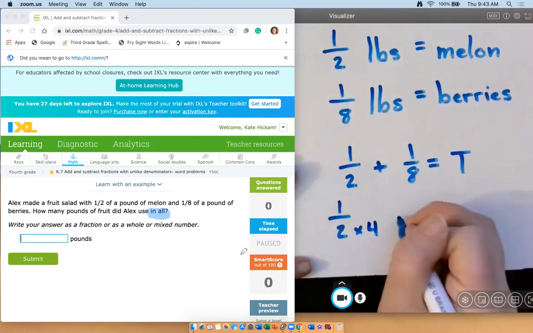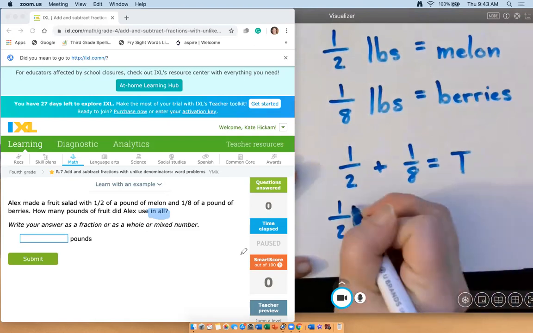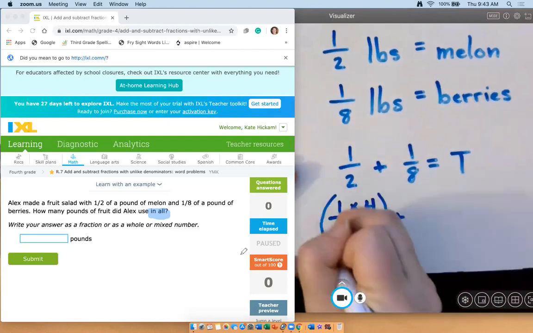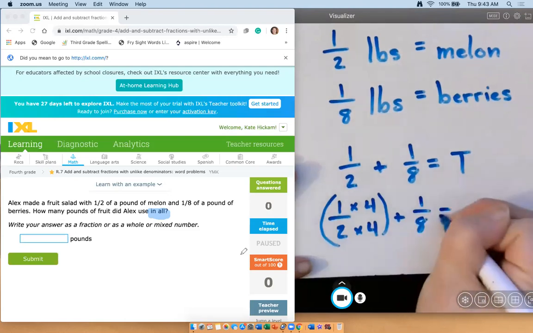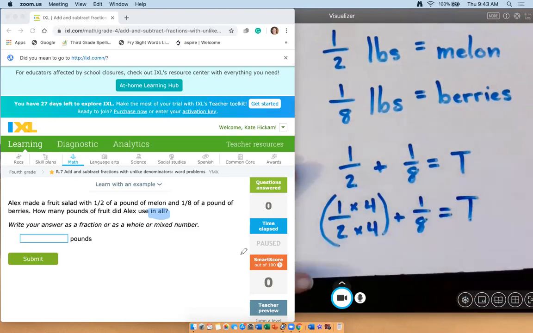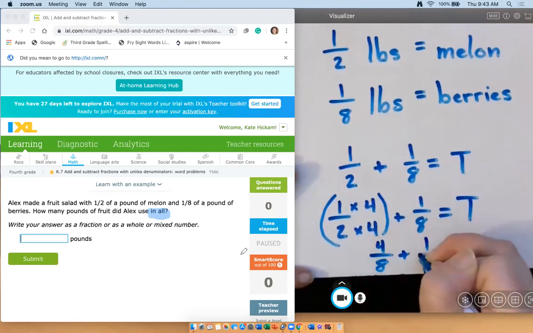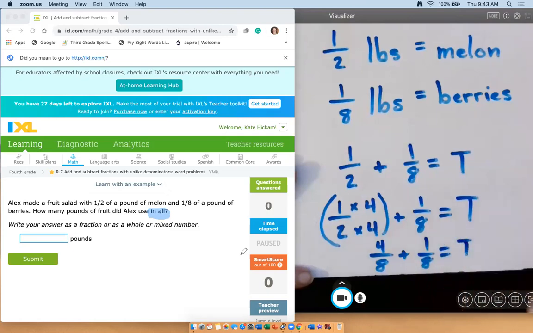Now, whatever I do to the bottom, I do to the top. So I times the top by 4. And then I'm going to add that to 8 to get my total. That is going to leave me 4/8 plus 1/8 equals t. Whenever I add fractions, whatever I do to the bottom stays there. So my denominator stays the same. So 8 is going to stay the same. 4 plus 1 equals 5. So I have 5/8 pounds.